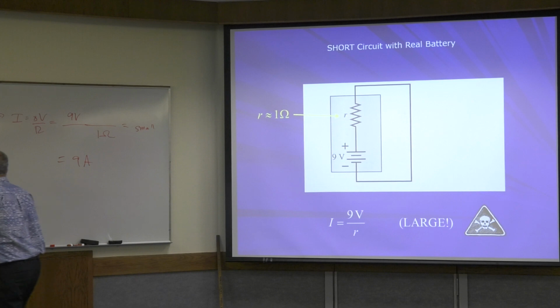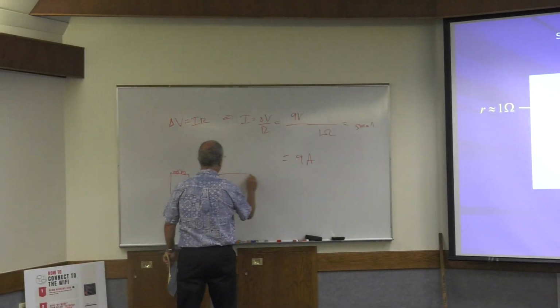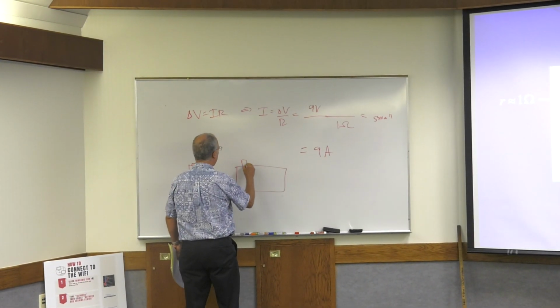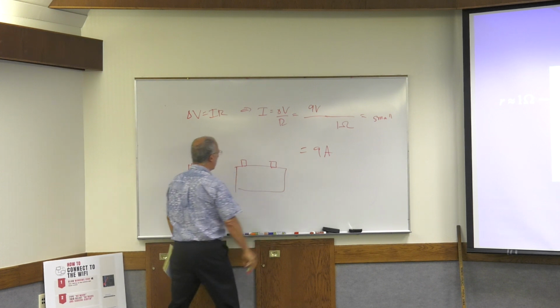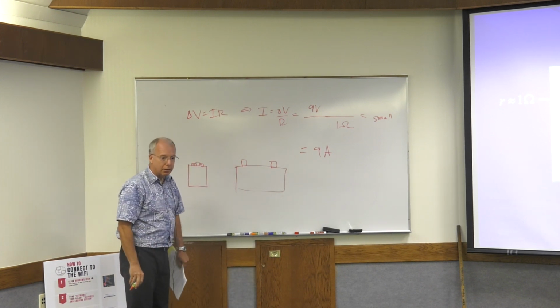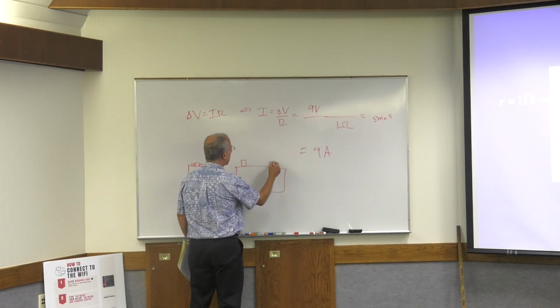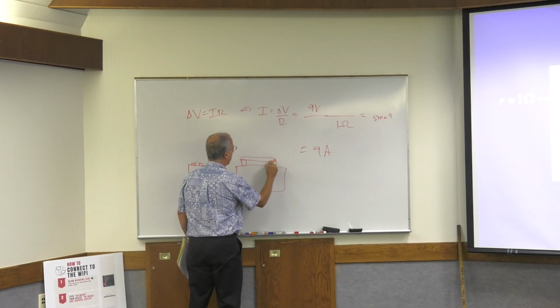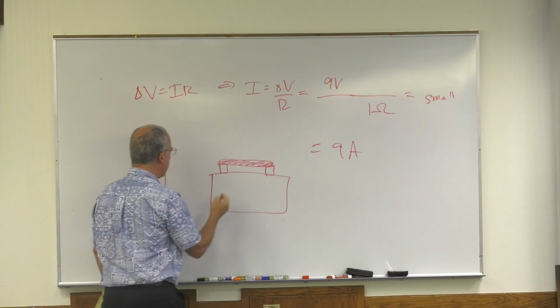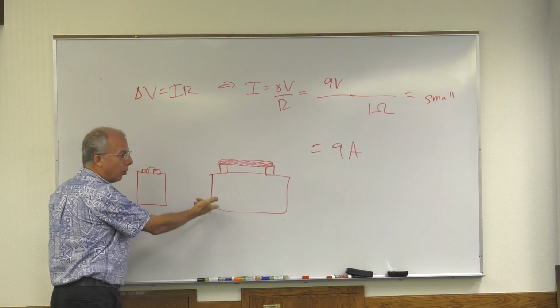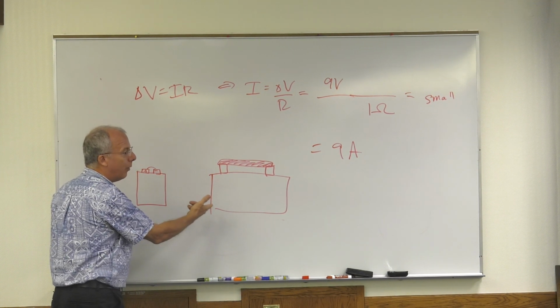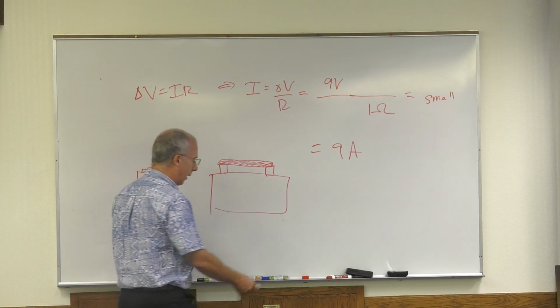So again, here's the car battery. Here's a terminal and here's a terminal. So what don't you want to do with the wrench? You don't want to do this. Okay, that's the wrench, right? Because that's the same thing as this. That's a short circuit. And you're going to get a really, really large current, which is not a good thing.